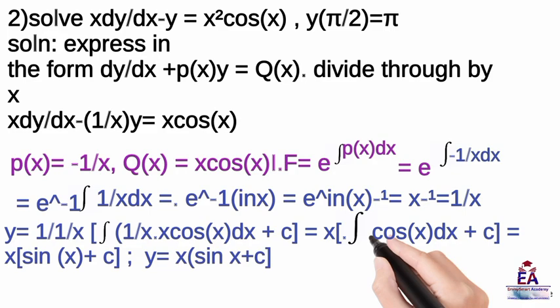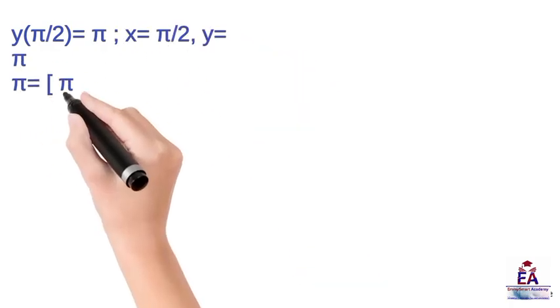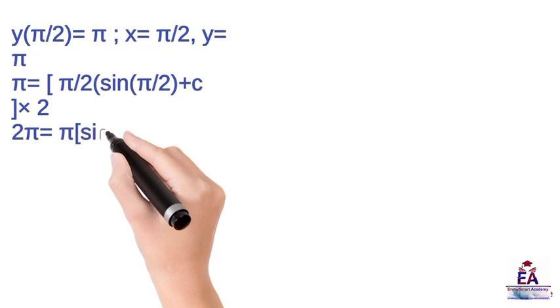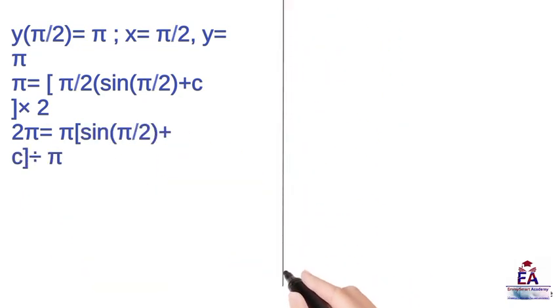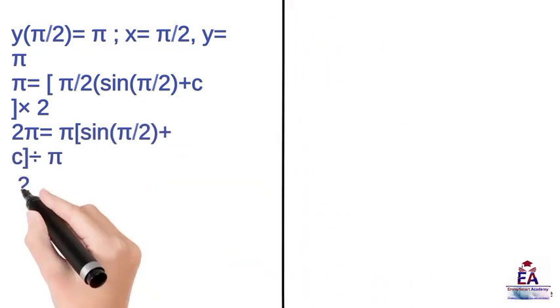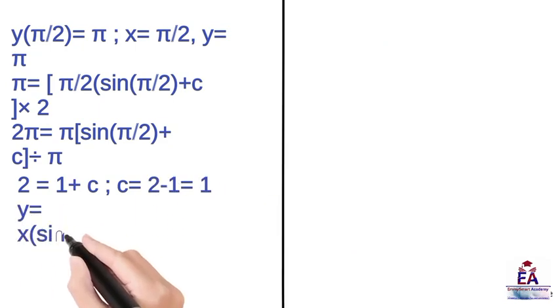equal to x. Then we have the integral of cos x dx plus c. So if I integrate cos x, I'm going to have sine x. So I'm going to have x times sine x plus c. So y will be equal to x bracket sine x plus c.